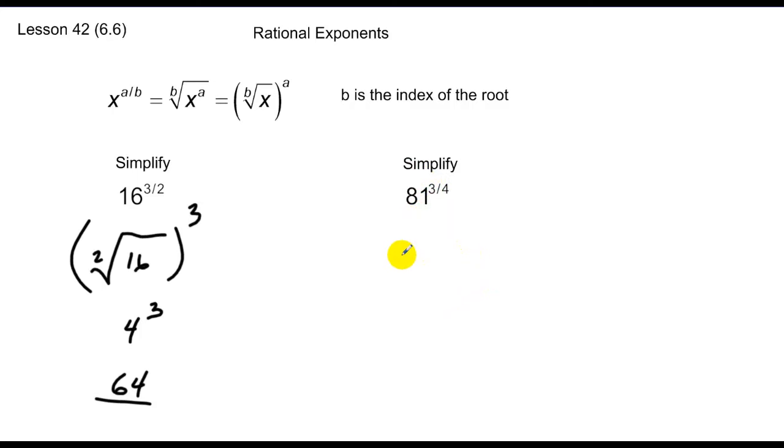Likewise over here, I can say that's the fourth root of 81, all raised to the third power. Well, multiplied by itself 4 times gets you 81. That's 3, raised to the third, which is 27.